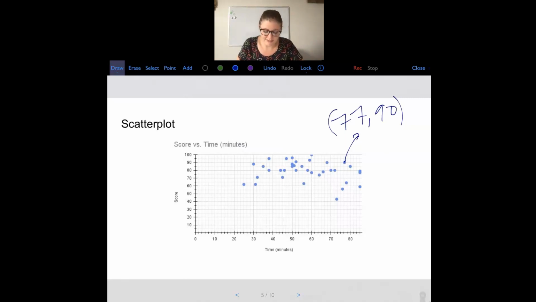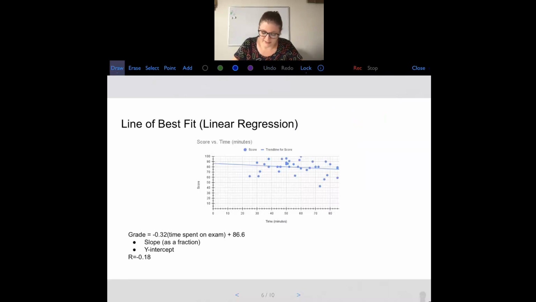From a scatter plot, we can come up with a line of best fit. What the line of best fit does is it estimates the relationship between two variables to be linear. So it has a predictive variable like time and an outcome variable like score. The line of best fit is also called a trend line. It goes through the data.